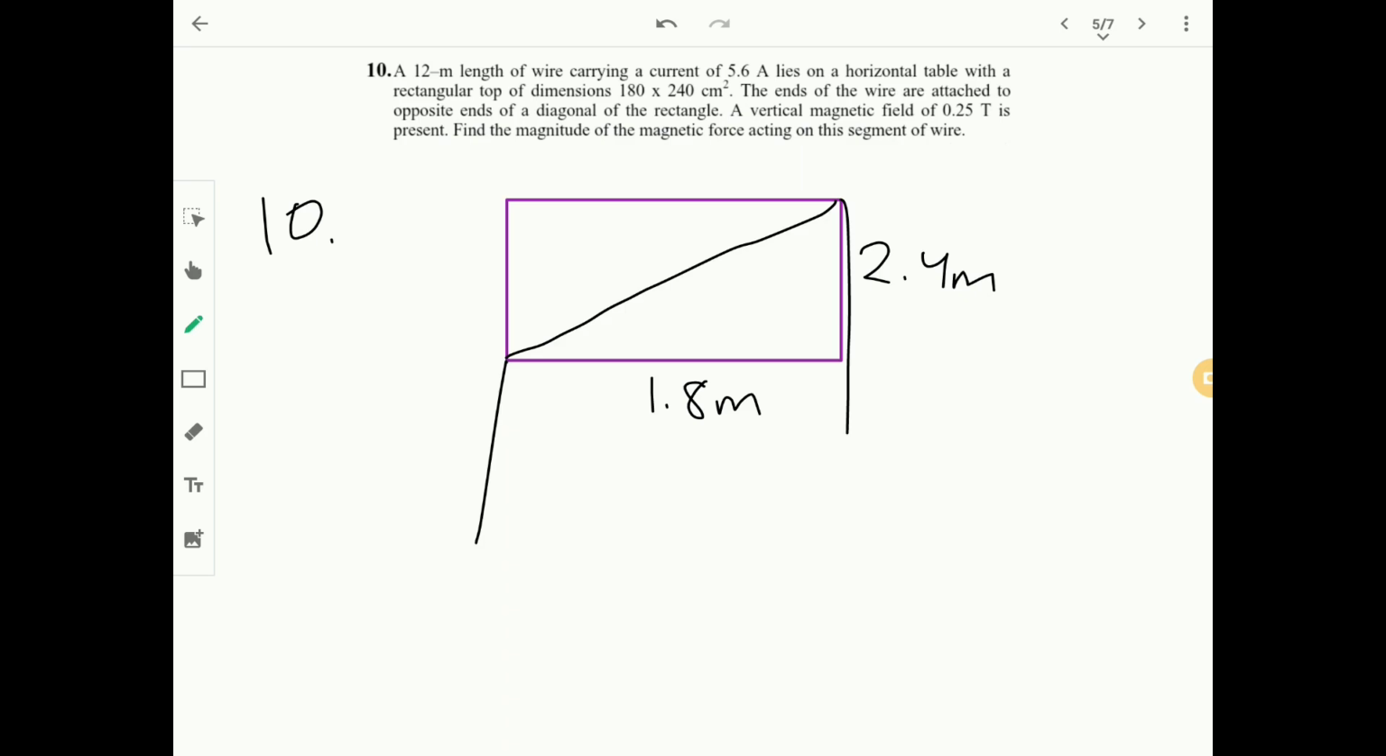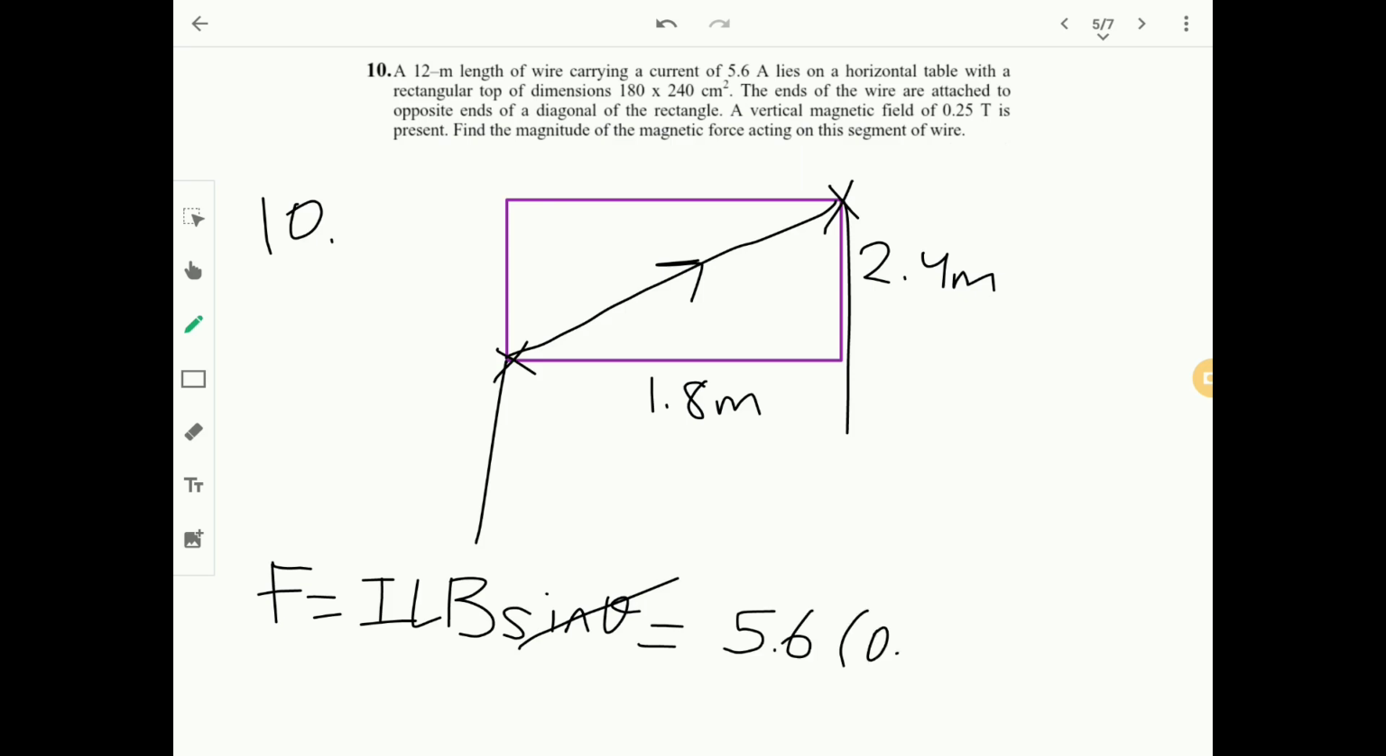Alright, so we have a 12 meter length wire carrying a current of 5.6 amperes lying on a horizontal table with a rectangular top with the given dimensions. The ends of the wire are connected to the opposite ends, so here and here, right? We want the magnitude of the magnetic force given the magnetic field. So it's obviously F is equal to ILB. Sine theta is obviously 90 because the field is vertical and our current is moving horizontally, so theta is 90 and we get rid of it. So we know I is 5.6.